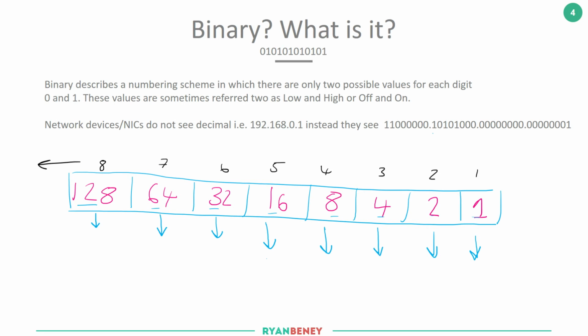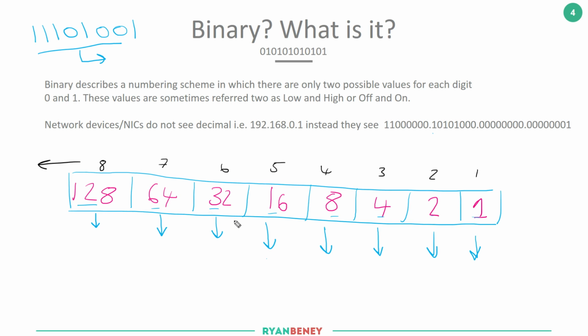But how do you do binary into decimal? And the way we do that, let's say we get given a number. Let's say it's 1, 1, 1, 0, 1. So that's 1, 2, 3, 4, 5, 6, 7, 8. And we get asked, what is the decimal number that this binary value represents?